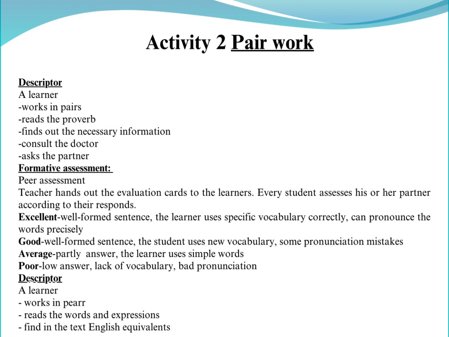Excellent, well-formed sentence. The learner uses specific vocabulary correctly, can pronounce the words precisely. Good, well-formed sentence. The student uses new vocabulary, some pronunciation mistakes. Average, partly answer. The learner uses simple words. Poor, low answer, lack of vocabulary, bad pronunciation.